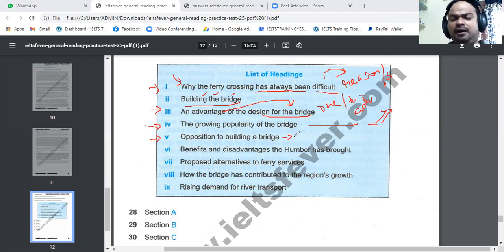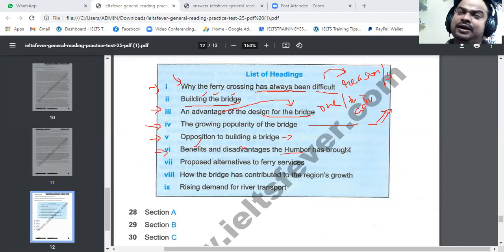If there are oppositions, now you can definitely say what the oppositions are. You can say opposition number one, opposition number two. So you can definitely say that paragraph is relevant. Benefits and disadvantages the Humber has brought. So it's the advantages and disadvantages the Humber has brought. So I can say this as benefits, as advantages, yeah, disadvantages. The Humber, yes, has brought.